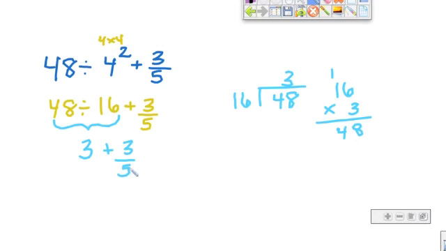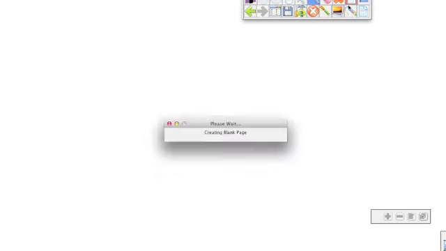Okay? Now, since this is basically 3 over 1, and I would have to change the denominator and everything, I can just go ahead and squeeze those two together and get my final answer as 3 3/5. All right, let's try one more.